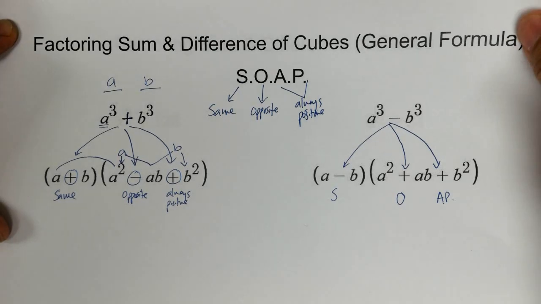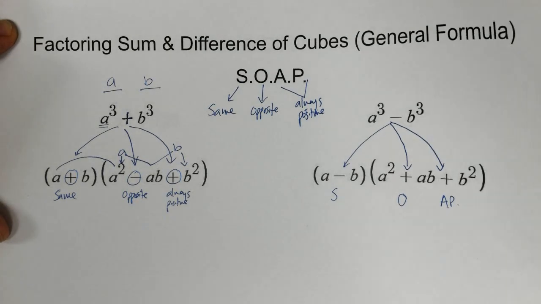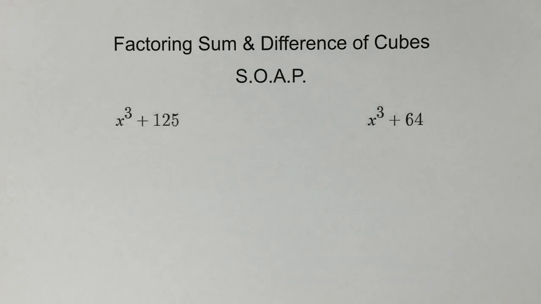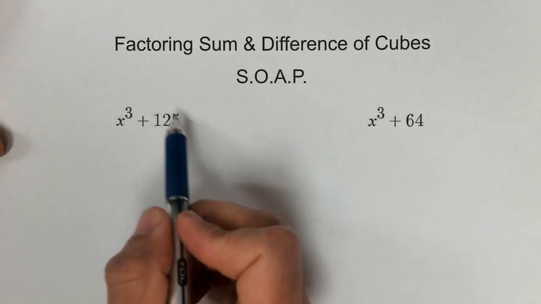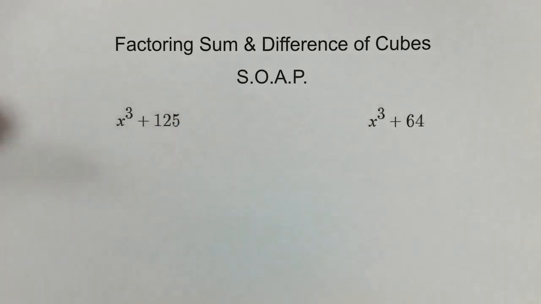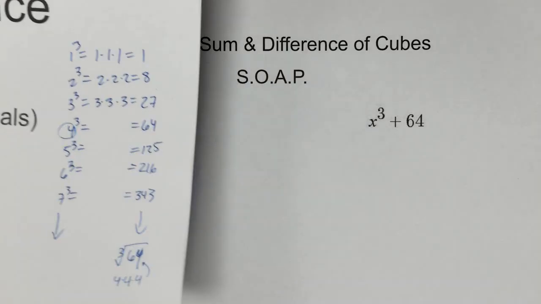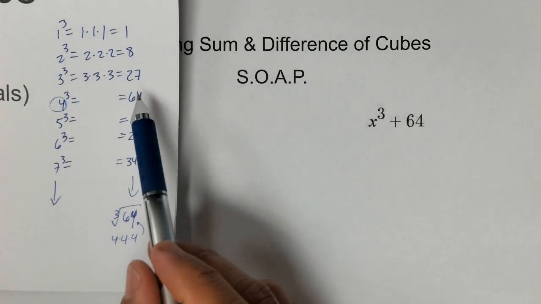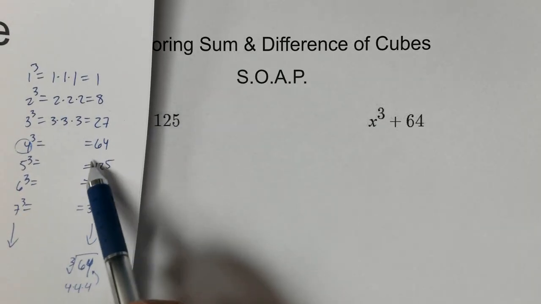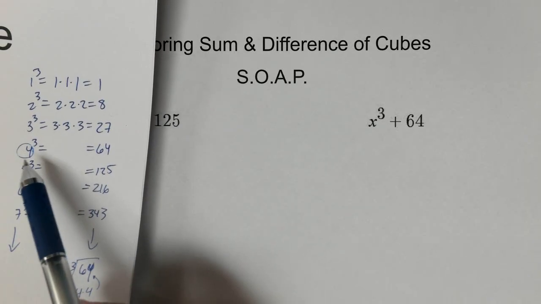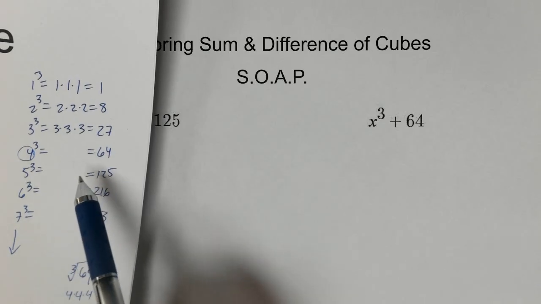So let's try one out. Let's start with addition. So here I'm going to be adding x cubed plus 125. Now, because it's a cubic value, I'm going to check, does this have a cube root? And I look at my list, and I notice that somewhere in here, we got 125. If I take the cube root, that gives me 5, because 5 times 5 times 5 gives me 125.